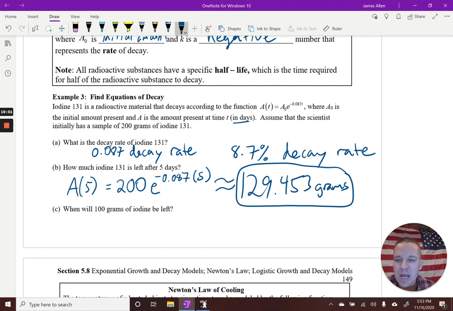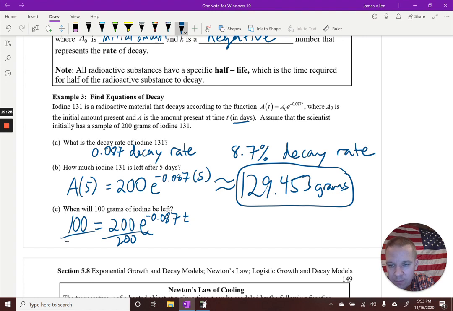Fantastic. Okay. Now it says, when will 100 grams of iodine be left? That's going to be our half-life, right? Well, let's see here. Same kind of idea. We're just dealing with different numbers. 100 is equal to 200 E raised to the negative 0.087 T. We're solving for T now. I'm going to divide by 200. So I get 1/2 or 0.5. So 1/2 is equal to E raised to the negative 0.087 T.